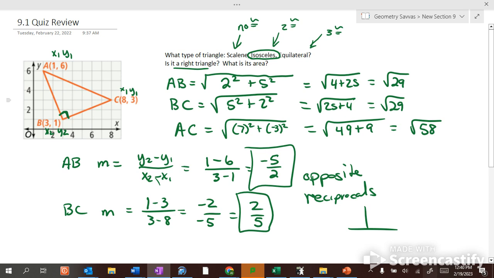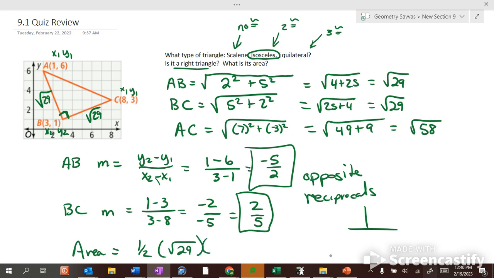So if it's a right triangle, it's easy to find the area. You take the two sides that surround the right angle, and go 1/2 the base, square root of 29, times the height, square root of 29. So square root of 29 times square root of 29 is 29. Half of that is 14.5. And that is my area.